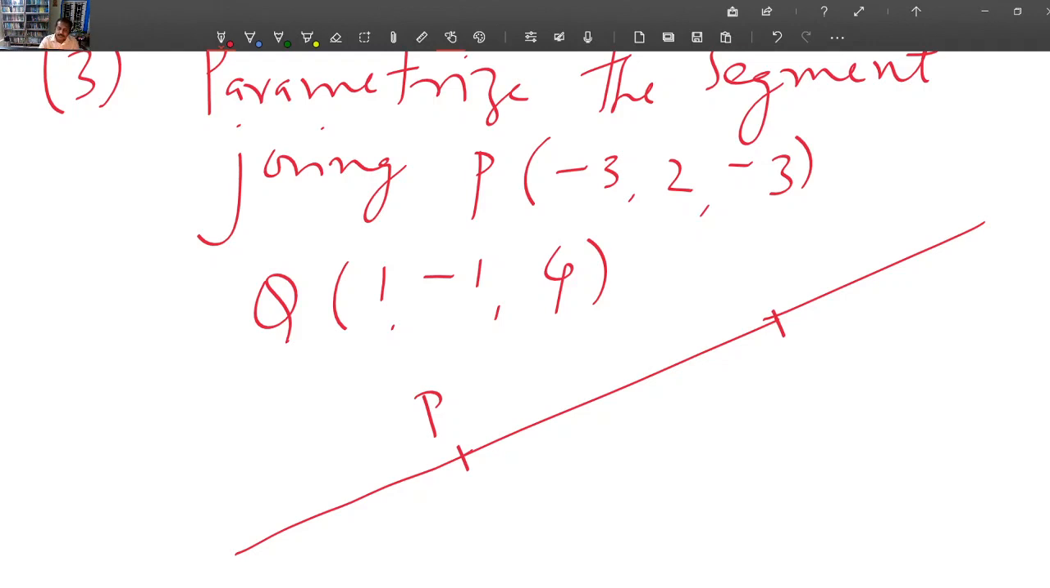So here you have to find the equation of this much segment. So what is the equation of this much part? So that's the question.